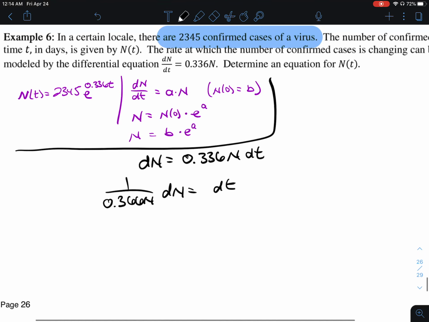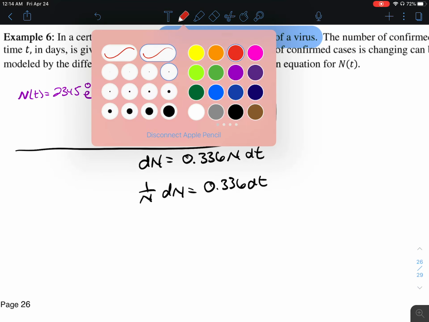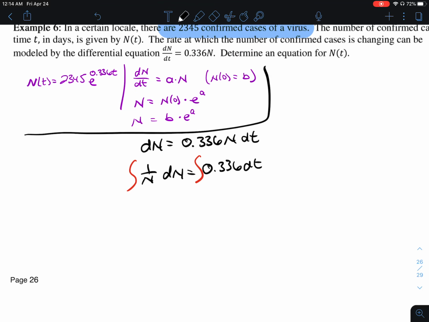And I'll tell you what, I wouldn't do that. I'd probably leave this on the right side. Let me do that. You could move it over. I mean, it's going to work either way. Then I would integrate both sides because we got our variables separated.